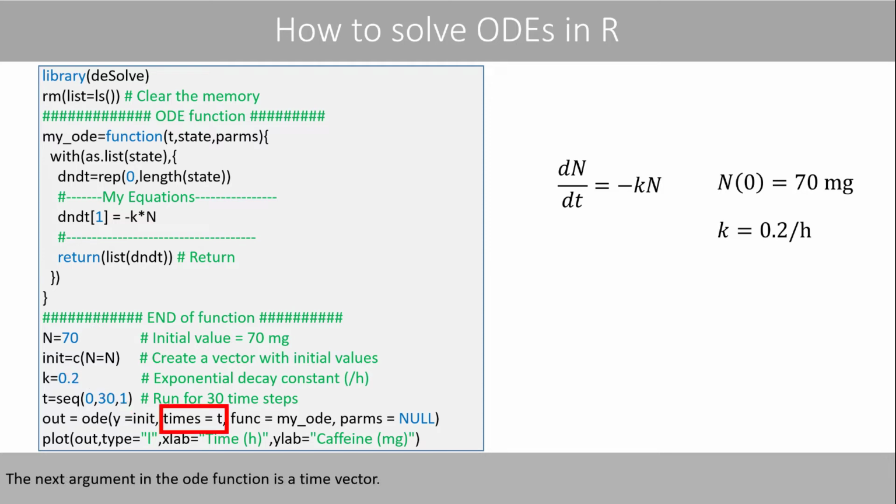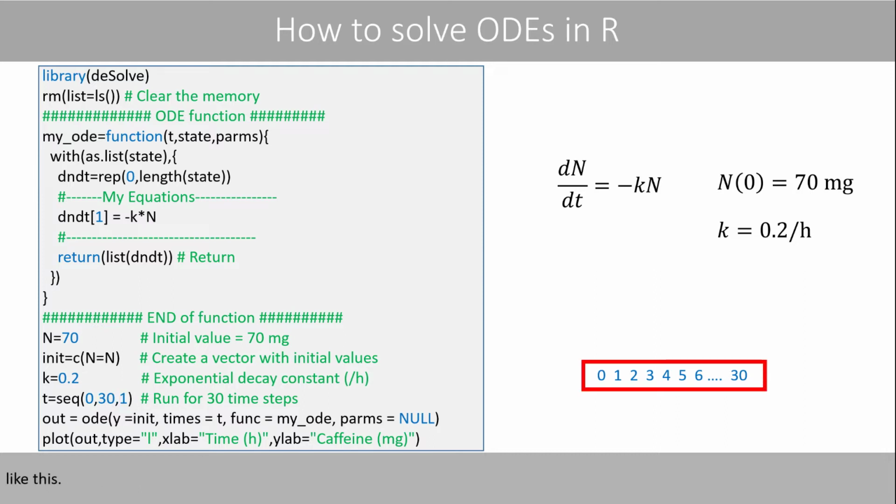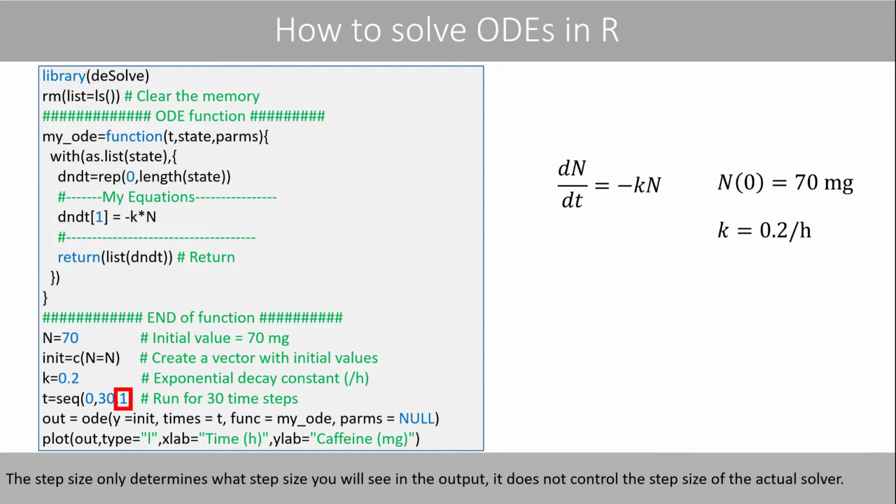The next argument in the ode function is a time vector. In this example, we use a time vector with the sequence of numbers that starts at 0 and increases with the step size of 1 up to 30, like this. The step size only determines what step size you will see in the output. It does not control the step size of the actual solver.